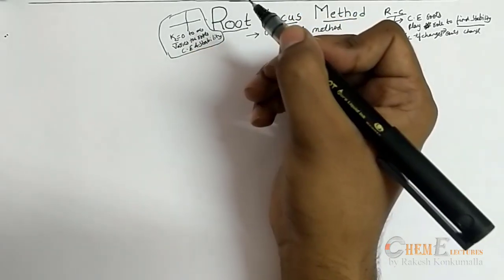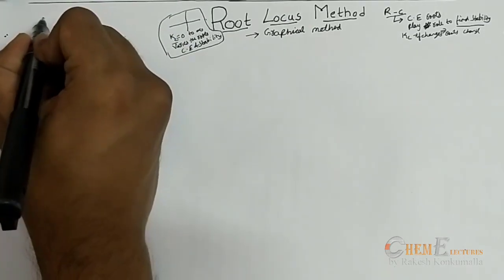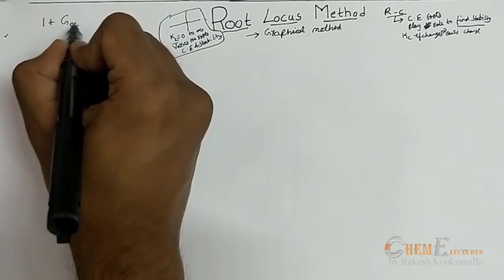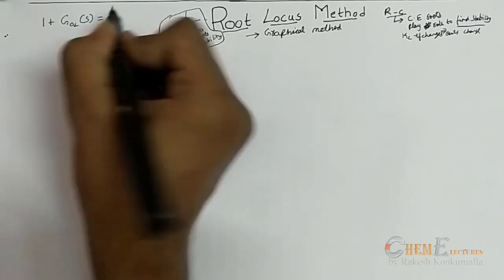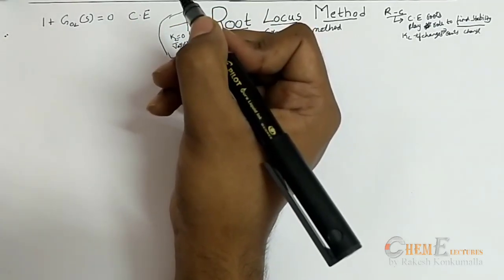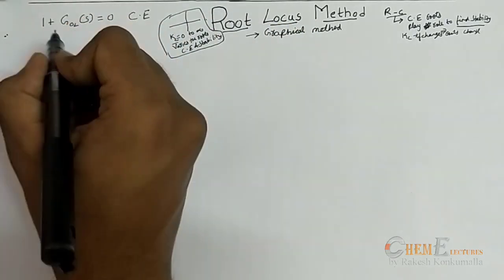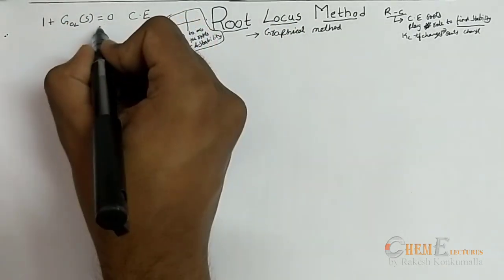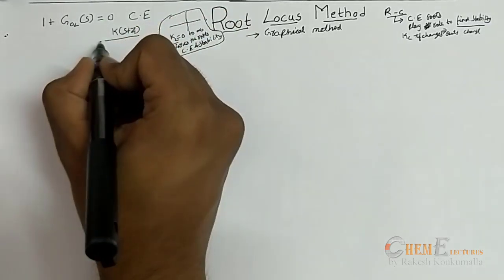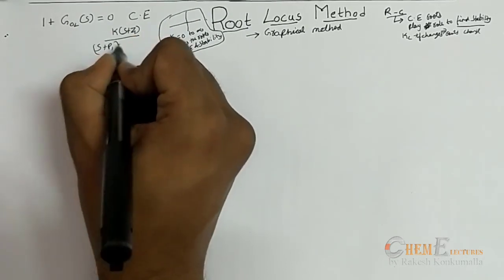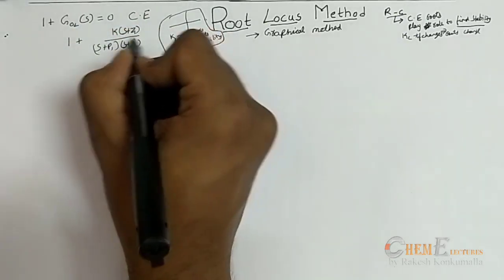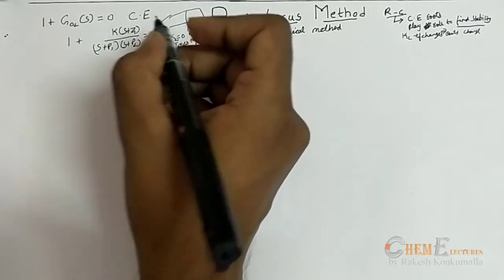Now coming to the characteristic equation, that is 1 plus the open loop transfer function is equal to 0. This is my characteristic equation, as I have discussed in my previous video on Routh's criteria. Now let me take the open loop transfer function to be k into (s plus z1) by (s plus p1) into (s plus p2). Now substituting here, 1 plus this open loop transfer function is equal to 0.